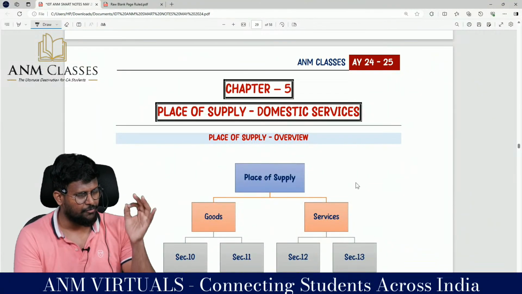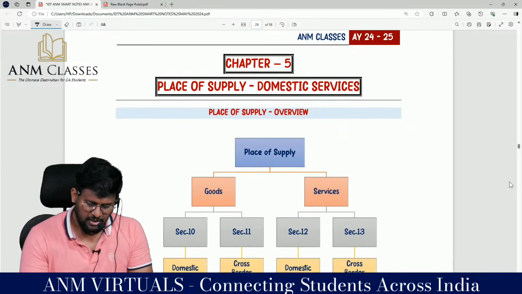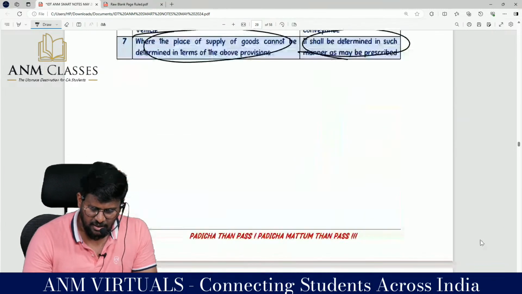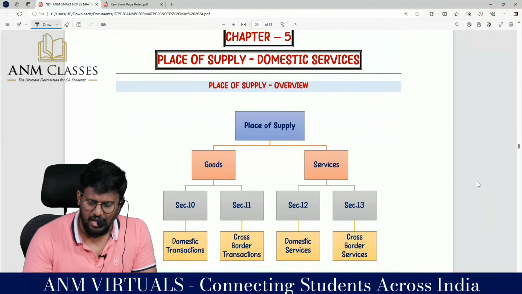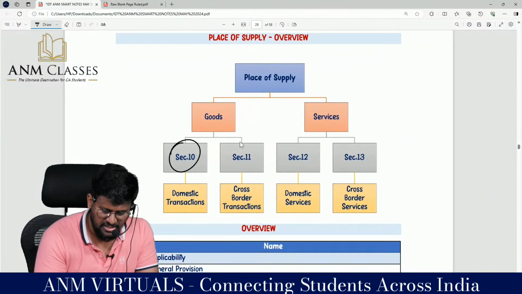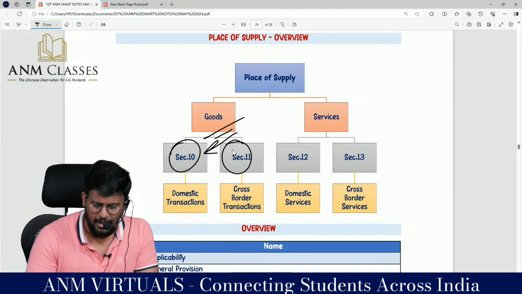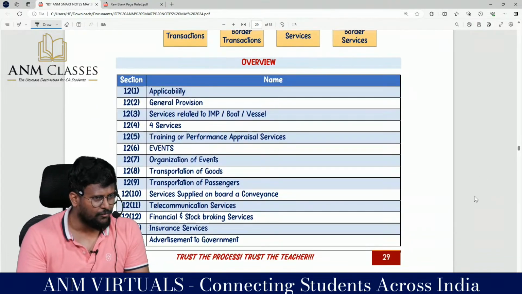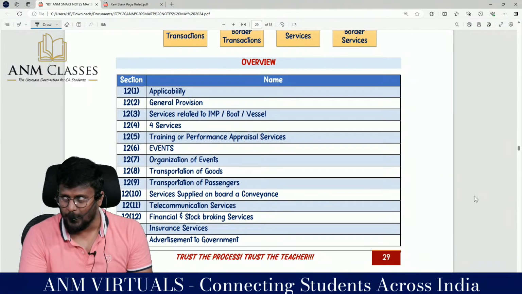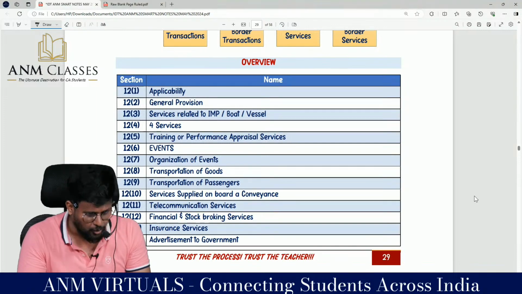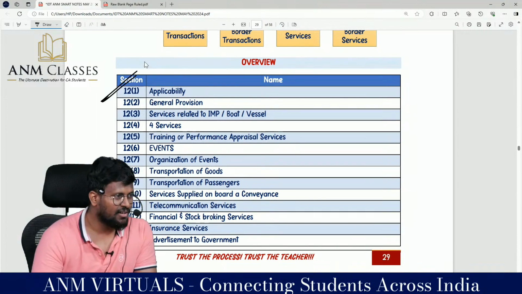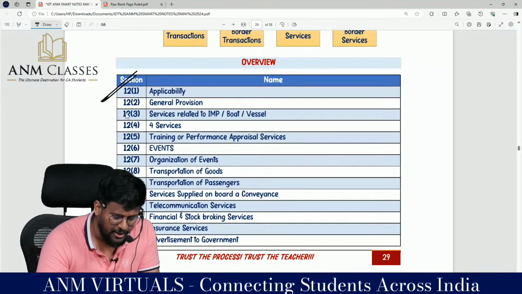Sir, place of supply of domestic goods comes to an end. Sir, I am coming to section 12. Shall we? Yes, sir. Domestic services, 10, 11. Sir, goods or domestic is finished? Yes, sir. 12(1), 12(2), 12(3), 12(4), up to 12(14). Correct? Yes, sir.